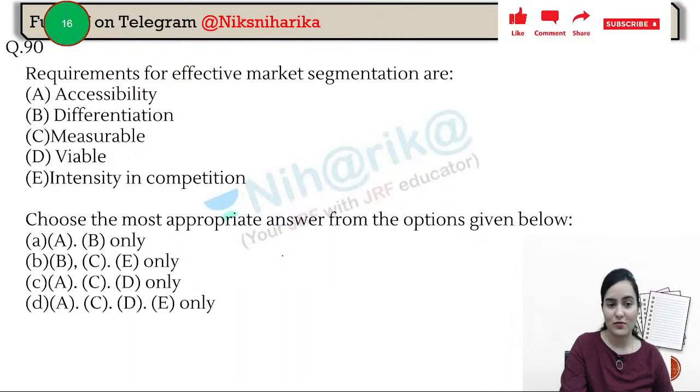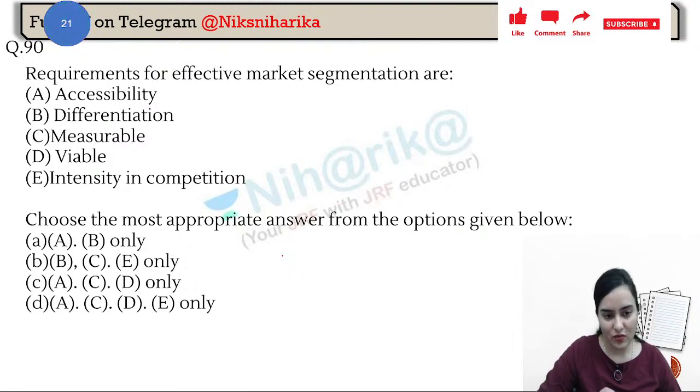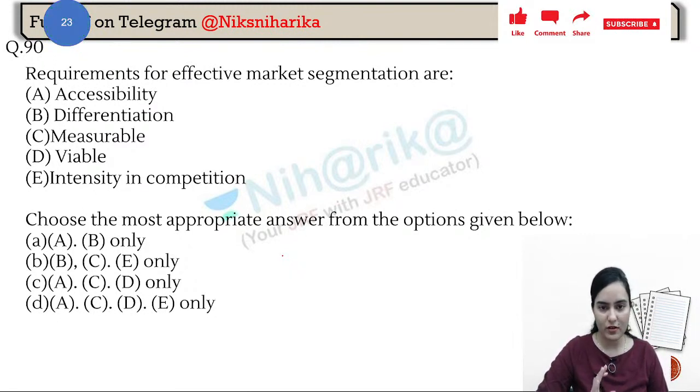your NTA has very, very smartly selected some words. It is very normal even if we give the wrong answer to this question. Trust me on this.